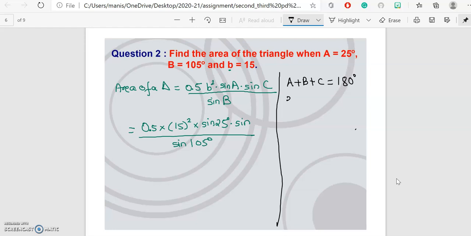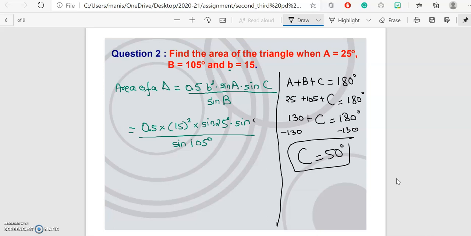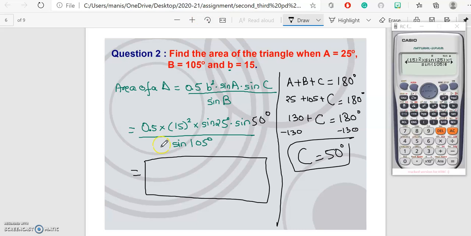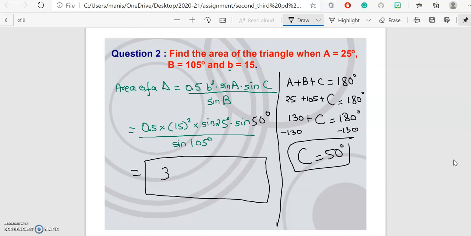Now I have been given the value of a as 25. I have been given the value of b as 105, but I do not know c. So when I add these two numbers, I have got 130 plus c is equal to 180 degrees, and I can subtract 130, and my value of c is 50 degrees. So I can write over here sine of 50 degrees. After this, it's very easy for me. I have to type everything in my calculator, so I get my answer. Now I have entered all of my values in the calculator. So on pressing enter, I got 37.70. Do keep in mind, since we are finding the area, your answer should be in square units over here.